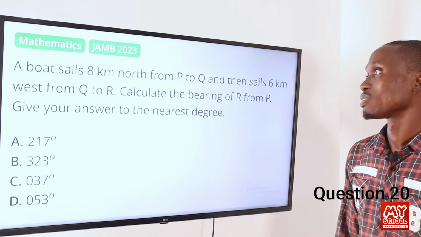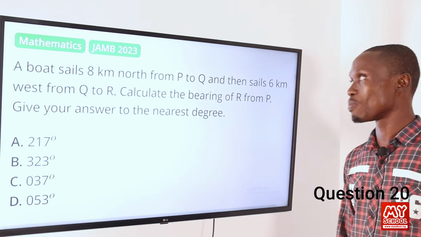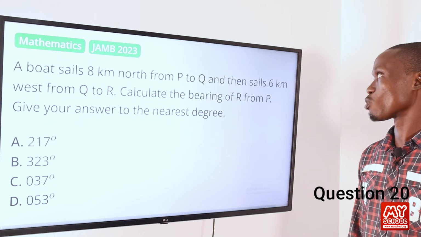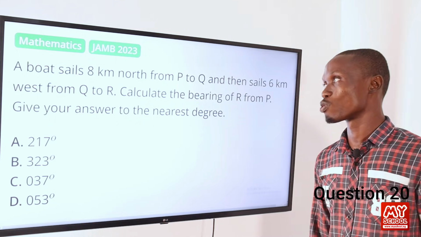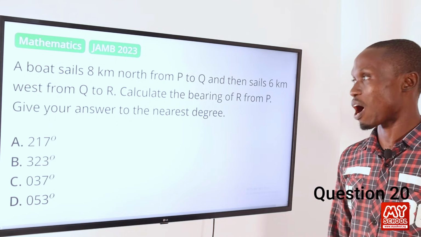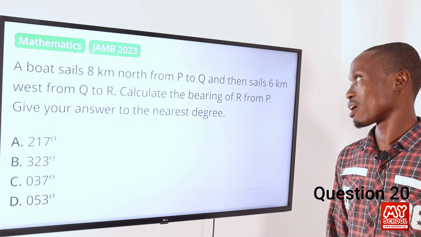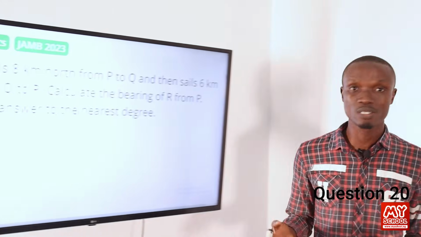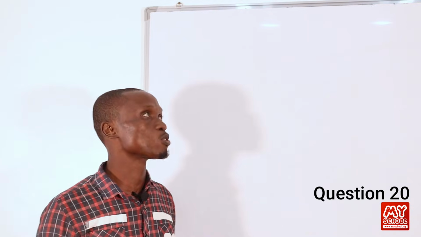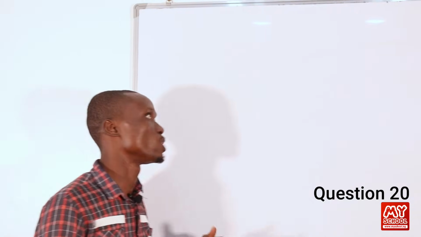Question 20. A boat sails 8 km north from P to Q and then sails 6 km west from Q to R. Calculate the bearing of R from P. Give your answer to the nearest degree. Of course, this is a bearing problem, and a bearing problem often requires diagram. So we are going to be interpreting the statement there with diagram.